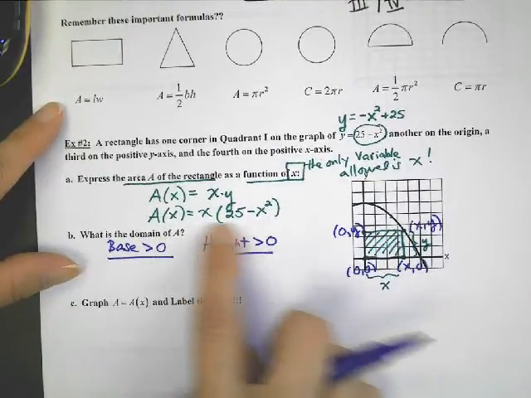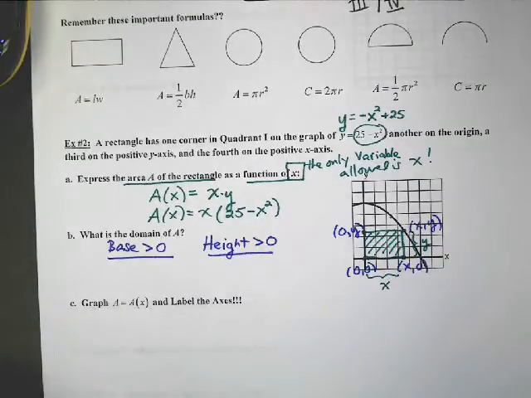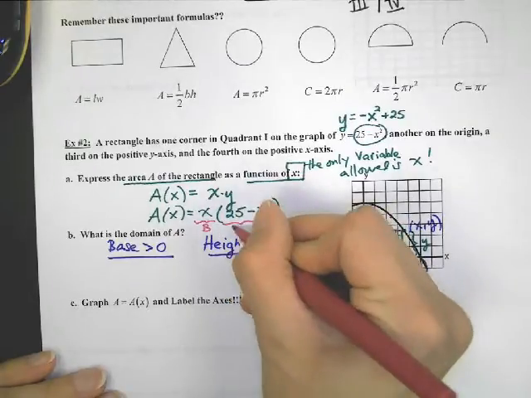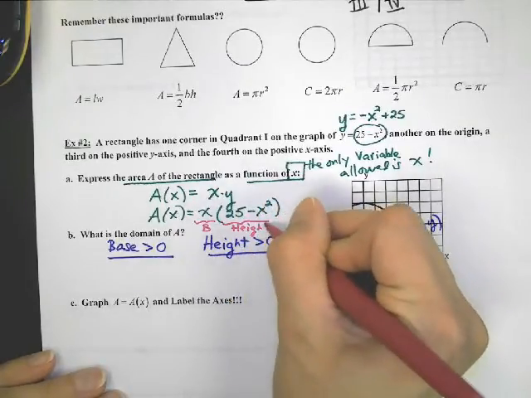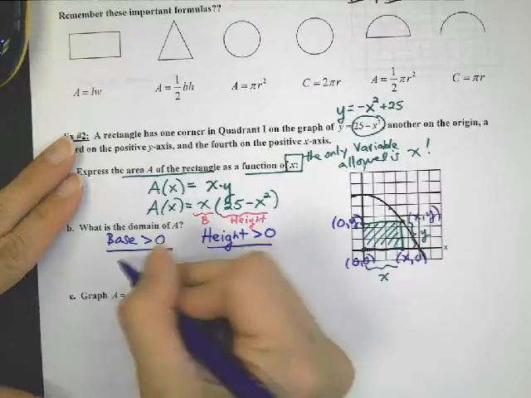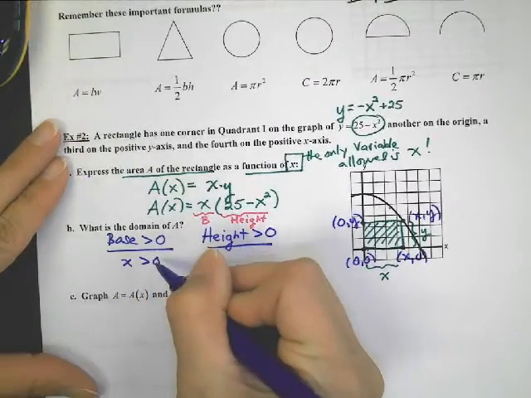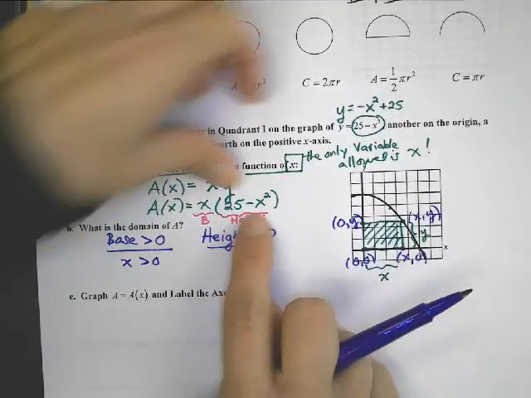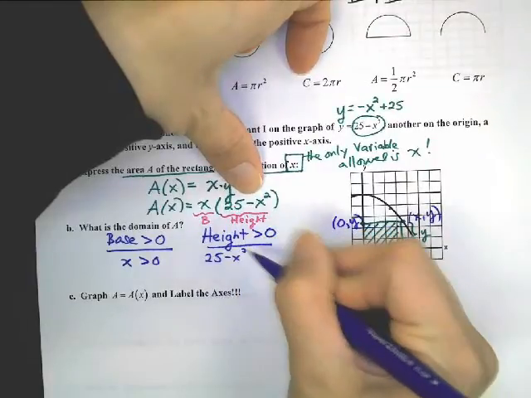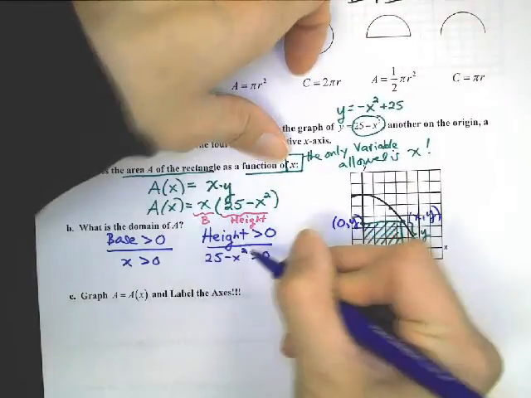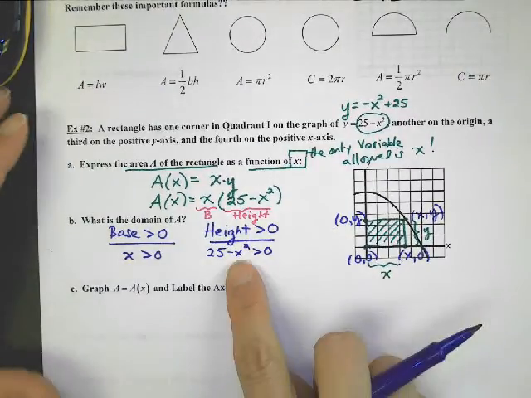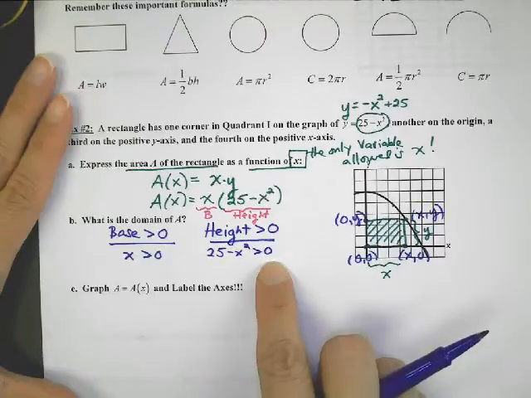And so if you look at your equation right here, it tells you the base. So here's the base, and right here is the height. Base times height. So I'm going to take x, because that's the base, and I'm going to say x has to be more than 0. Done. Now I'm going to take the height, which says 25 minus x squared, and that has to be more than 0. But this is a mathematical problem. I'm going to have to solve that inequality. I'm not allowed to move over and square root it.